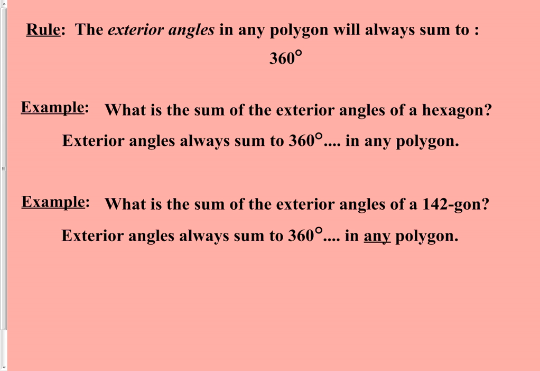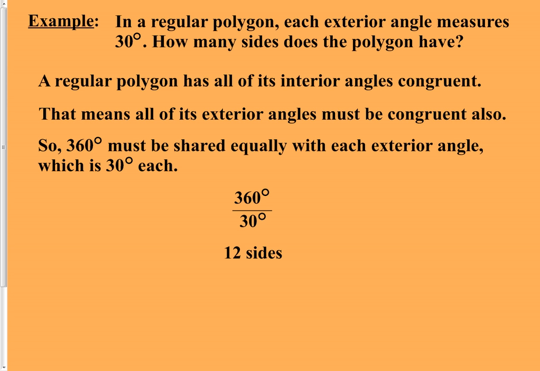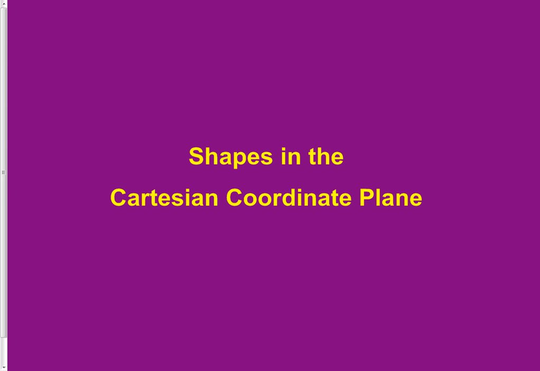Okay, the other side of this argument is on the outside of the figure, and that deals with the exterior angles. The exterior angles in a polygon always, no matter how many sides the polygon has, add to 360 degrees. That is a fact, and that's simply the way it is. Okay, so we worked through some examples, and that was the end of that.